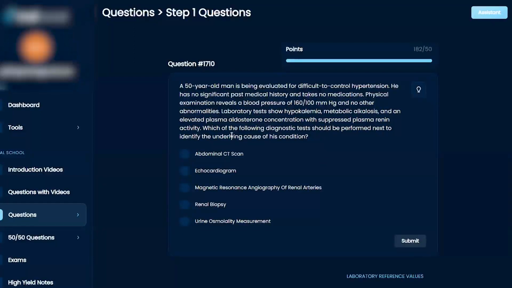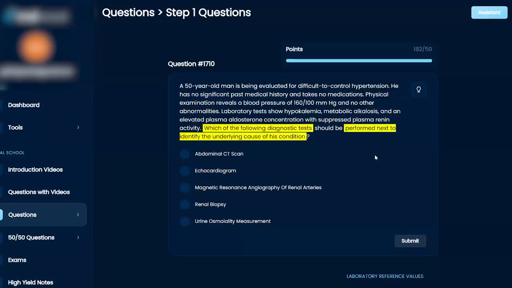Which of the following diagnostic tests should be performed to identify the underlying cause of his condition? Abdominal CT, echocardiogram, magnetic resonance angiography of renal arteries, renal biopsy, or urine osmolality measurement? A 50-year-old man is being evaluated for difficult-to-control hypertension.